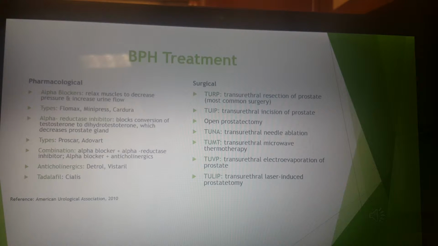Treatment of BPH typically includes pharmacological treatments such as alpha blockers like Flomax, alpha reductase inhibitors such as Proscar, a combination of alpha blockers plus the alpha reductase inhibitor, or an alpha blocker plus an anticholinergic, such as Detrol or Vistaril, also Cialis. Surgical, the most common is the TURP, transurethral resection of the prostate. Another form is the open prostatectomy. Another form is the TULIP, a transurethral laser-induced prostatectomy.